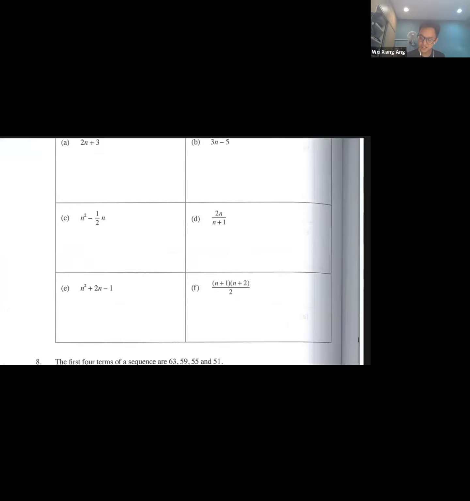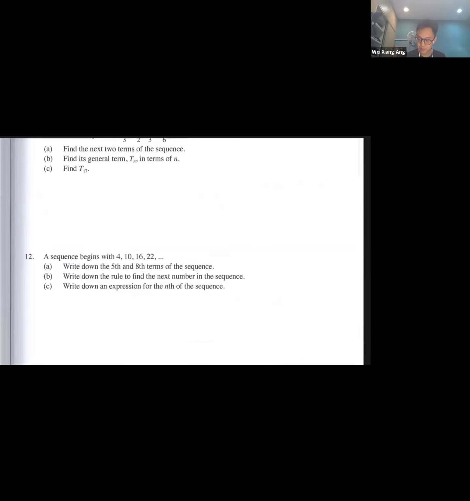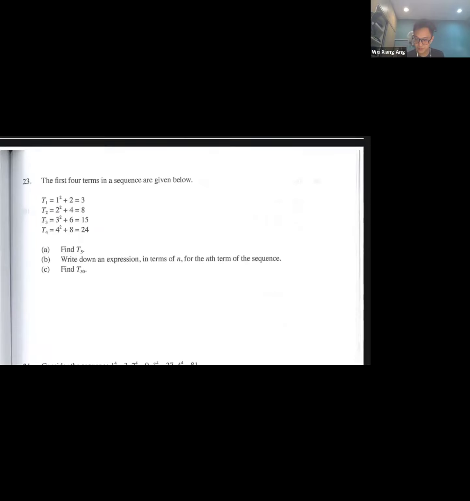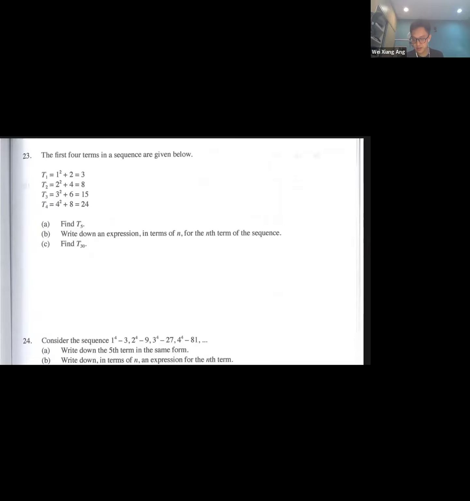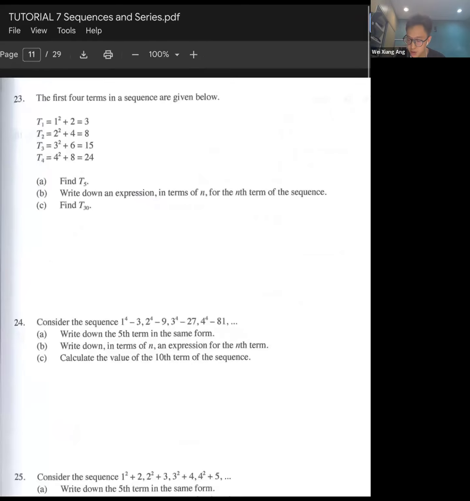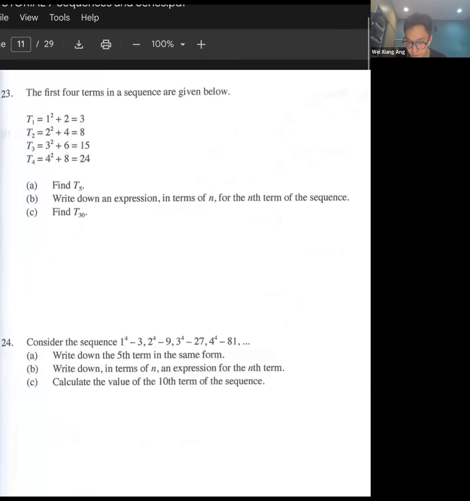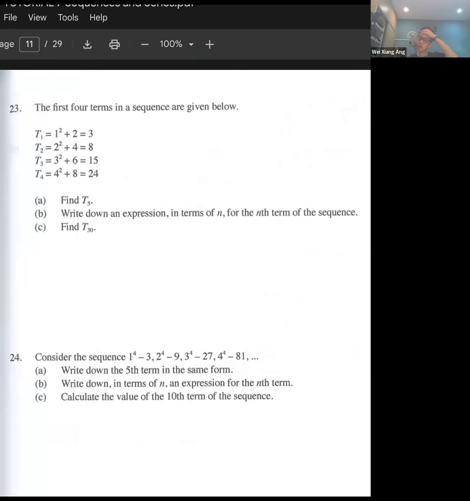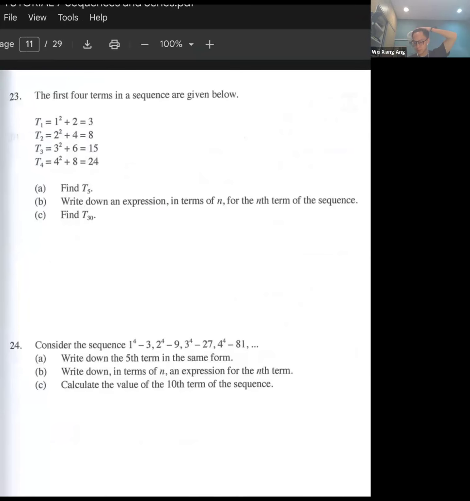Okay. Now the actual fun part, let me show you where it is, the ones at the back. Okay, 23. These kinds of questions demand you to be able to observe the patterns rather than using formulas. Let me show you what I mean by this. The first 4 terms in the sequence are given below: T1, T2, T3, T4. Find T5. Most students can do this.